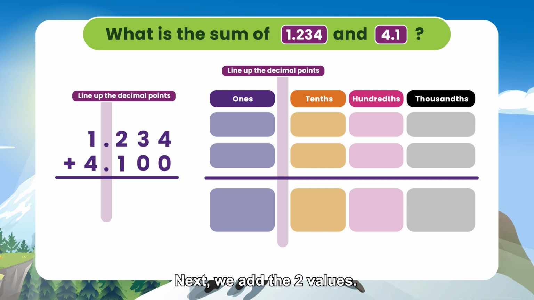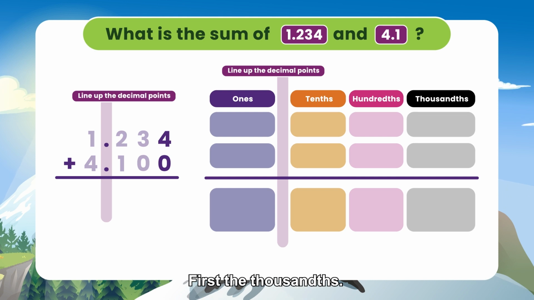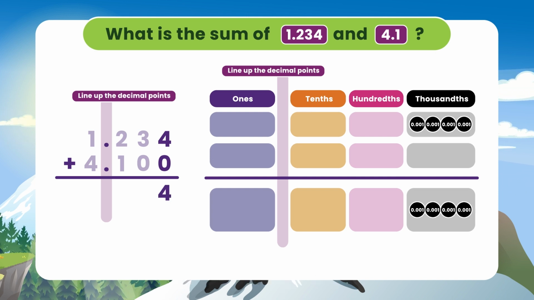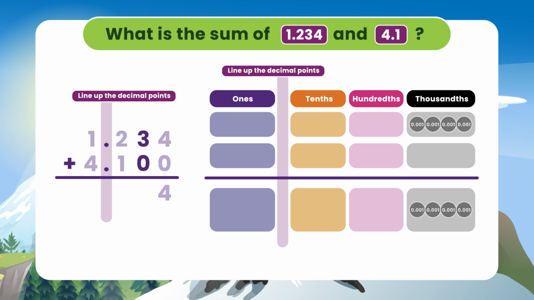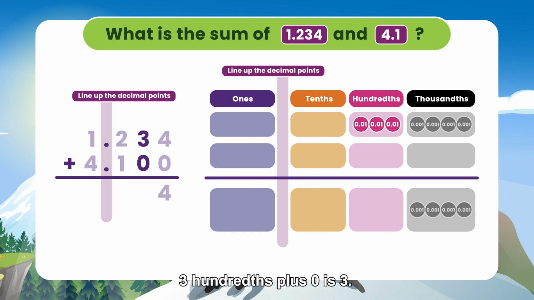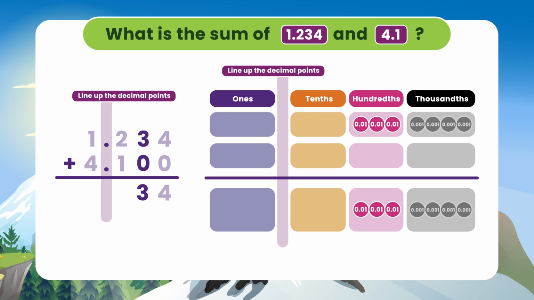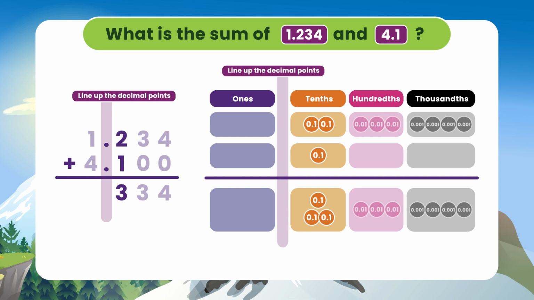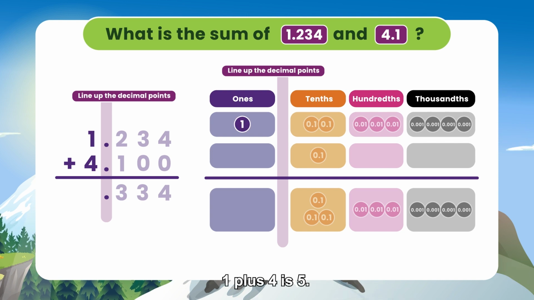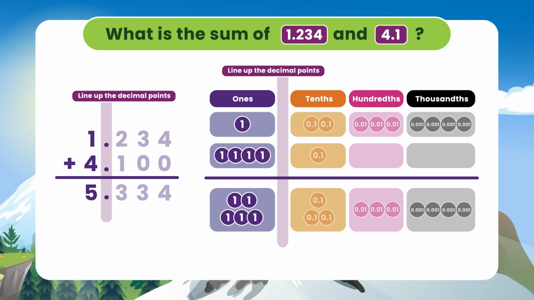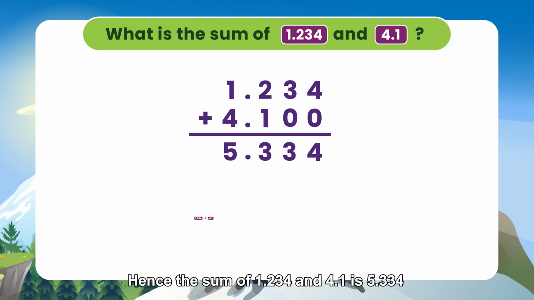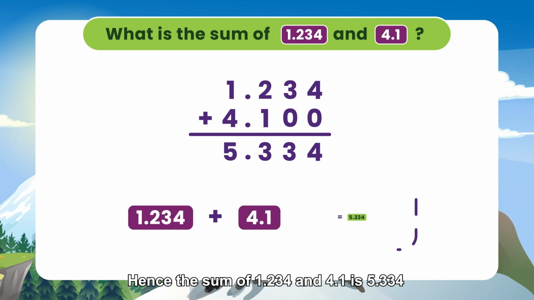Next, we add the two values. First, the thousandths. 4 thousandths plus 0 is 4. In the hundredths, 3 hundredths plus 0 is 3. In the tenths, 2 tenths plus 1 is 3. Add the decimal point. In the ones place, 1 plus 4 is 5. Hence the sum of 1.234 and 4.1 is 5.334.